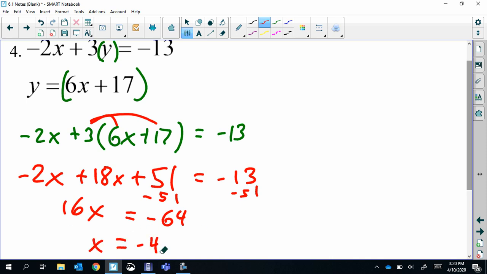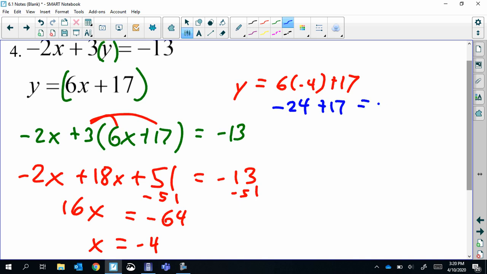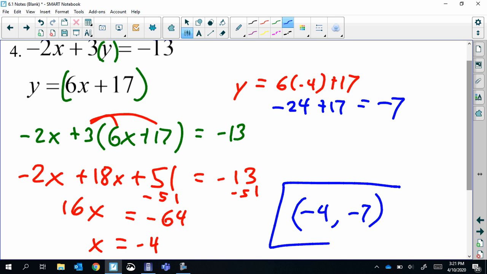So it's negative 4. Then you take that negative 4, plug it back in. Six times 4 is 24, so that's negative 24 plus 17. It's negative 7. As your ordered pair, x goes first. And that's it. Or again, you could have put it in standard form, plugged it in to the calculator, got the same answer.